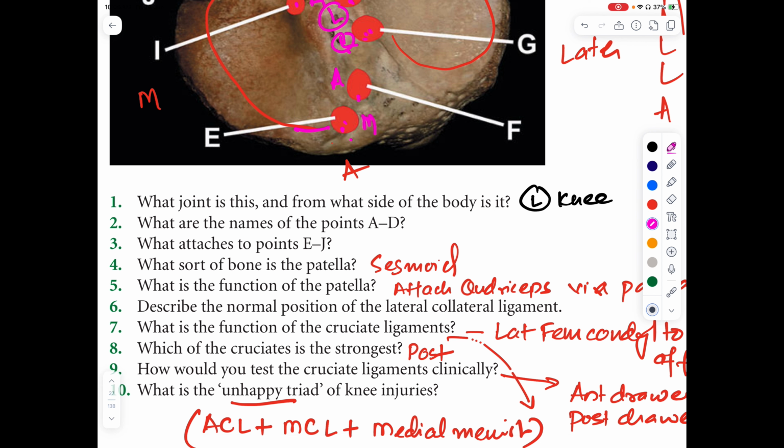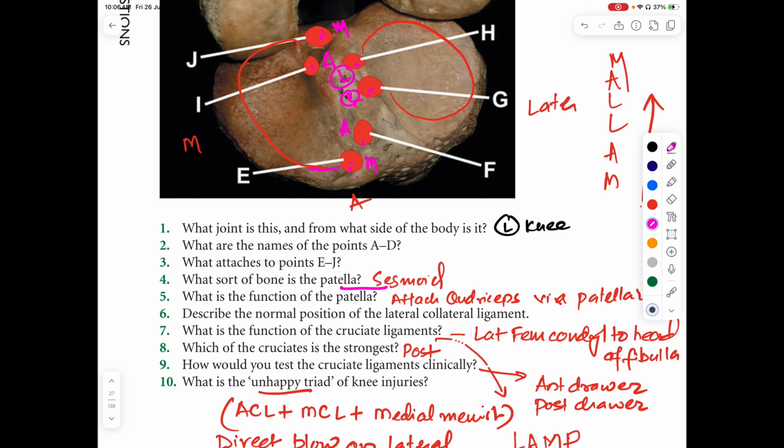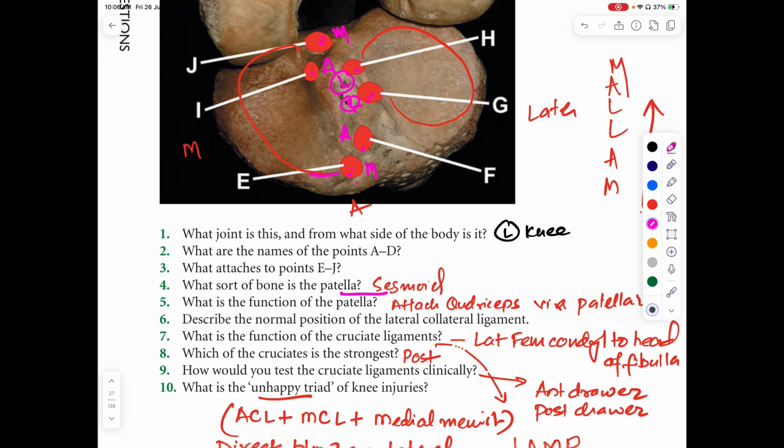Names A to D. What sort of bone is the patella? It is a sesamoid bone. What is the function of the patella? It is attached to the quadriceps via the patellar tendon. What is the normal position of the lateral collateral ligament? The lateral collateral ligament runs from the lateral femoral condyle to the head of the fibula.